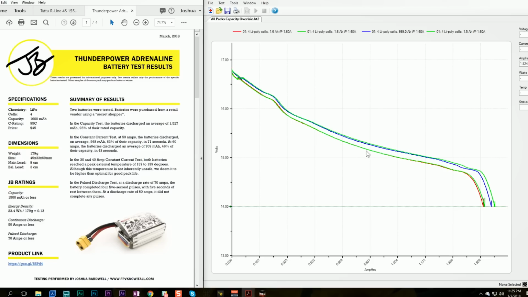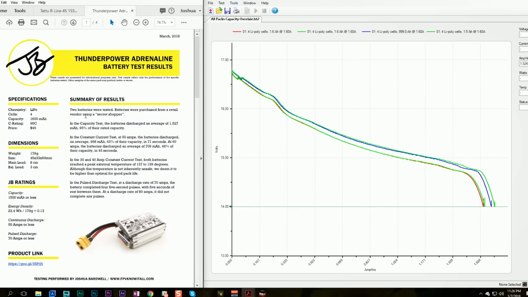The green and red line here is the adrenaline packs, and there were actually, you can see here, two of them. I bought two of each battery to try and get, it would be better to buy 10, 20, 30 to get a real randomized sample, but we don't have time or money to do that. So I bought two of each. And these lines here are the adrenalines, and this line here is the R-Line.